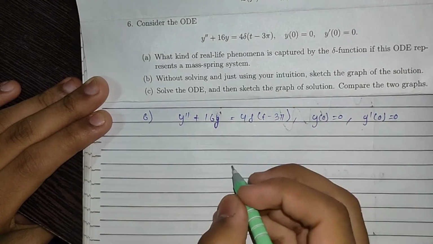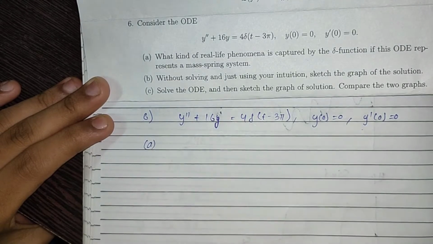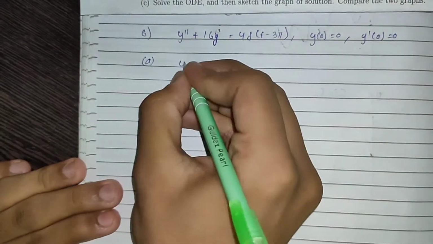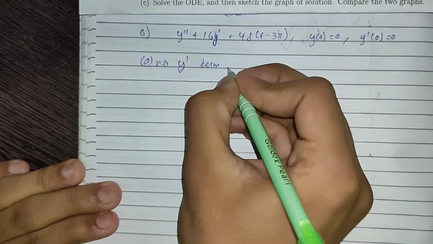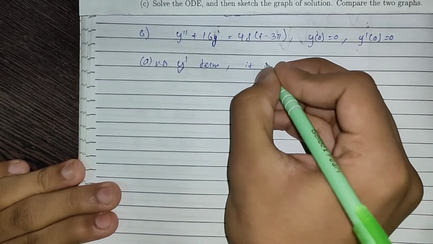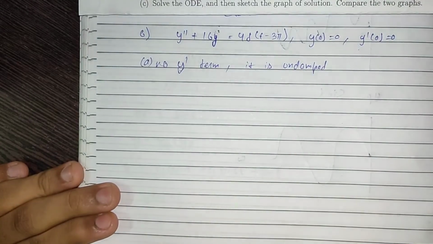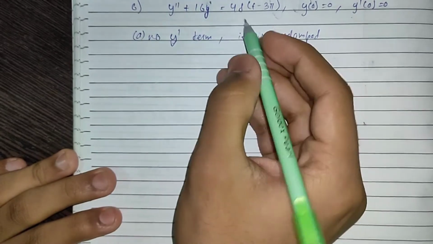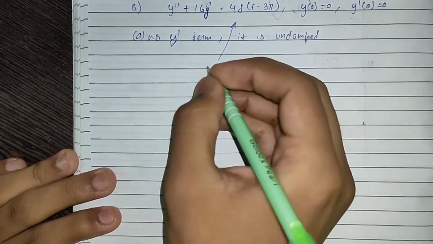So first of all you can see it's a second order ODE and it has a missing y dash term, no y dash term. So it means that it is undamped, and also there's an external force which is represented by this term.